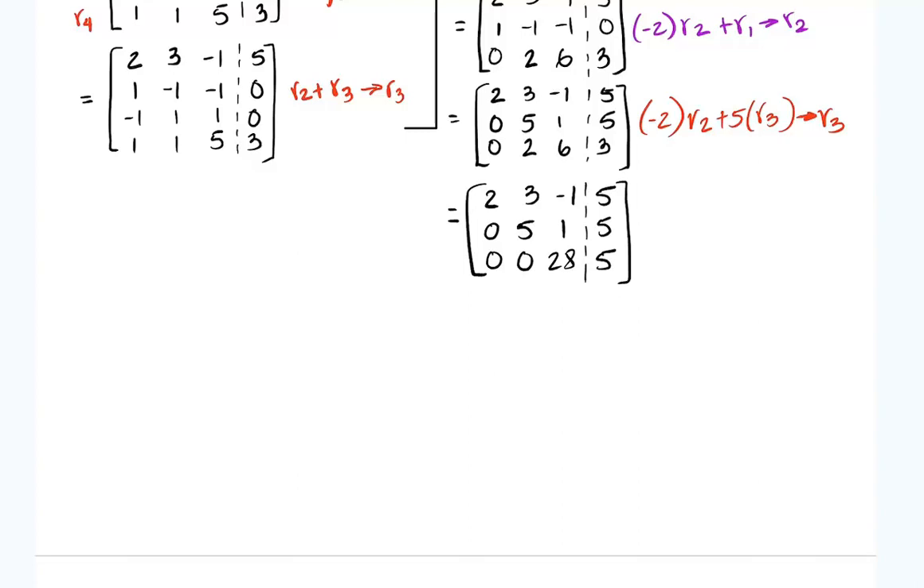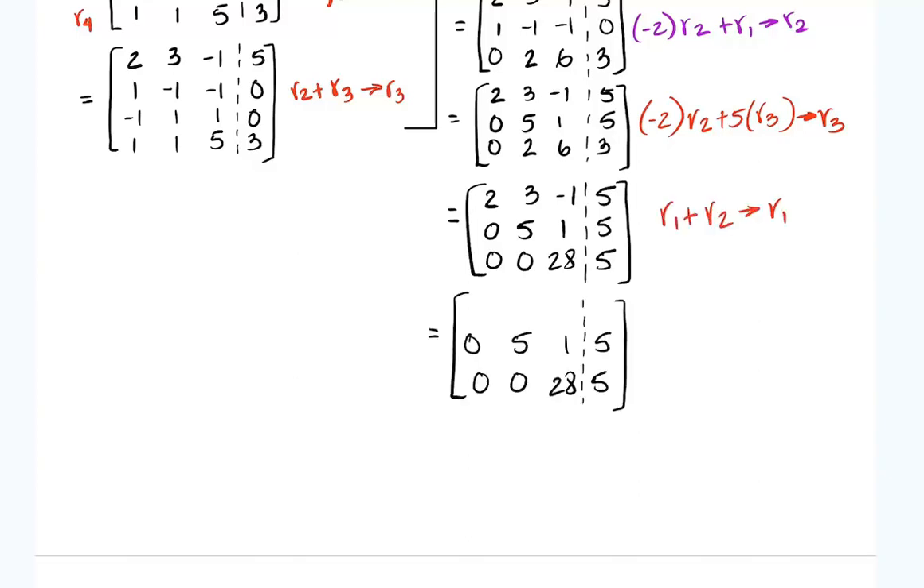Now we're going to add row 1 and row 2, and we will create a new row 1. 2 plus 0 is 2. 3 plus 5 is 8. -1 plus 1 is 0. And 5 plus 5 is 10.